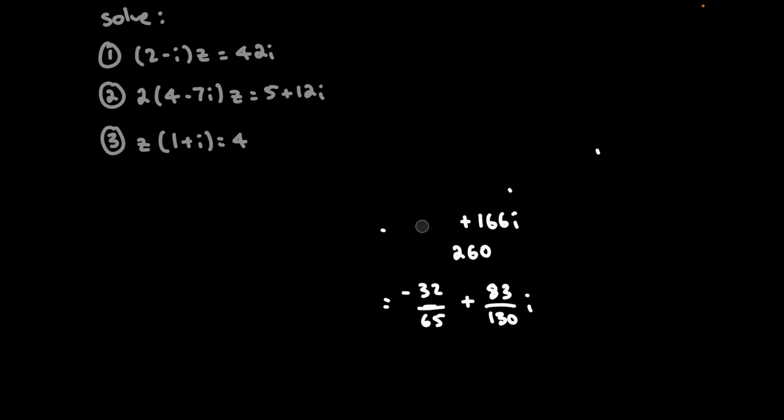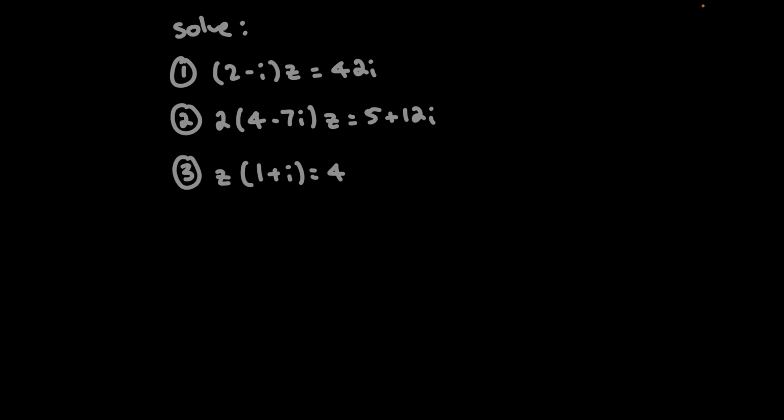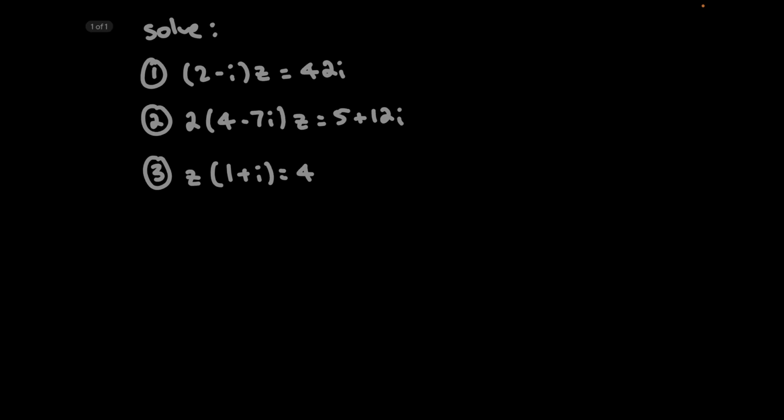And now we have the lucky last question. We have to solve for this equation here for z. So for this one here, we can simply rearrange by dividing both sides by 1 plus i. So we get z is the same as 4 divided by 1 plus i. And that means, to simplify this, we can times both the numerator and the denominator by the conjugate of 1 plus i. So now we can work this out.